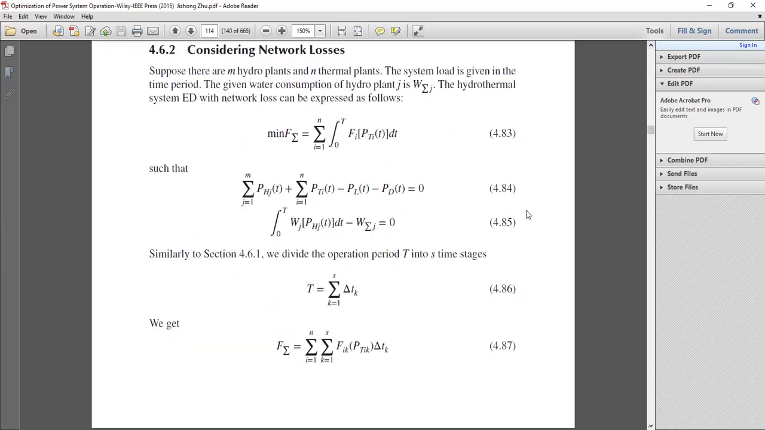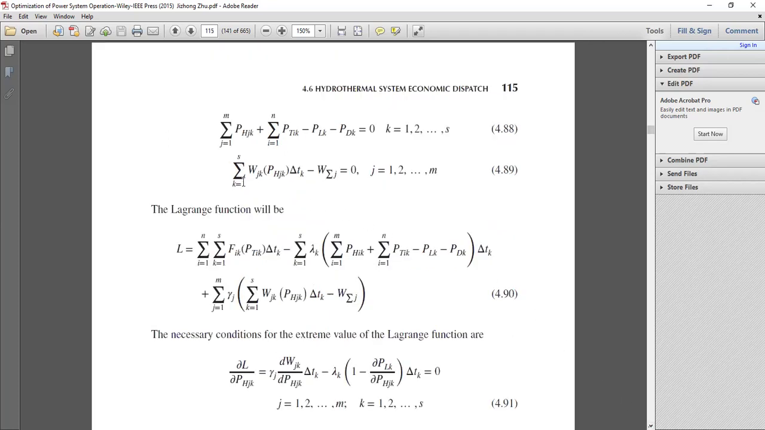4.89 is basically associated with 4.85. So we remove the integral from 0 to T dt, and we know how to do this. You have to start with the summation k equal 1 up to S. Now it would become a function of the kth instance, PHj at the kth instance multiplied by del Tk instead of dt, minus W sum j, that is equal to 0, and that is for j equals 1 up to m number of hydro units.